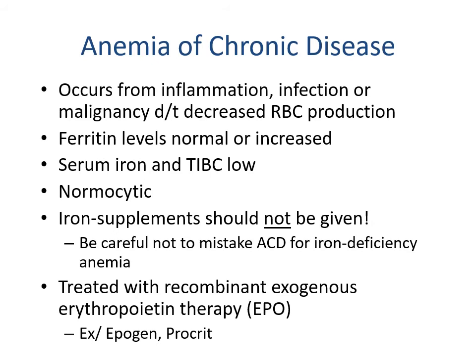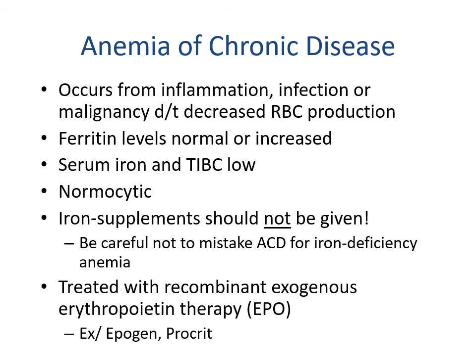Looking at anemia of chronic disease. So this occurs from inflammation, infection, or malignancy with decreased red blood cell production. Ferritin levels will appear normal or increased. Serum iron and iron binding capacity are low. The blood cells will be normocytic, and so we want to make sure that we do not give iron supplements. And so we need to be careful not to mistake anemia of chronic disease for iron deficiency anemia.